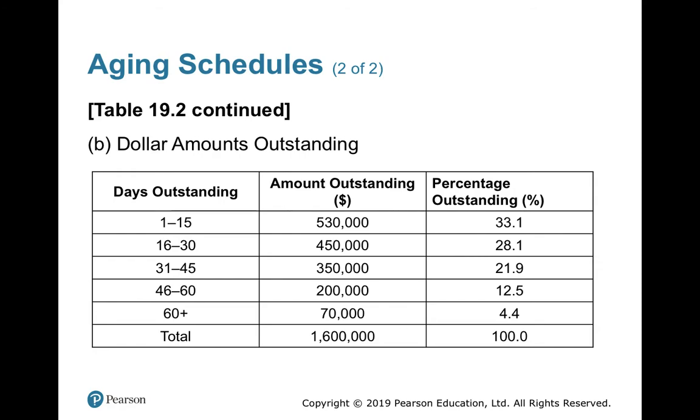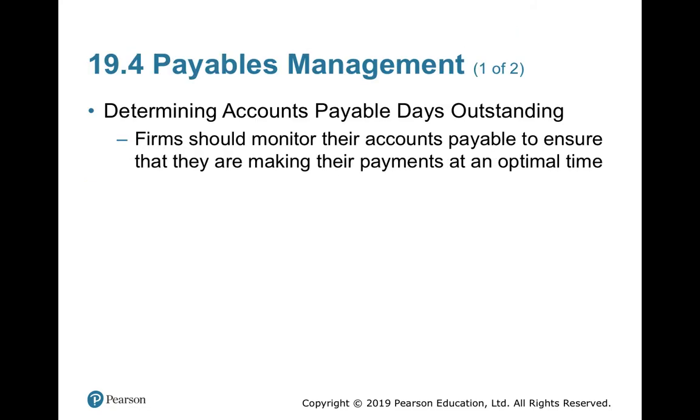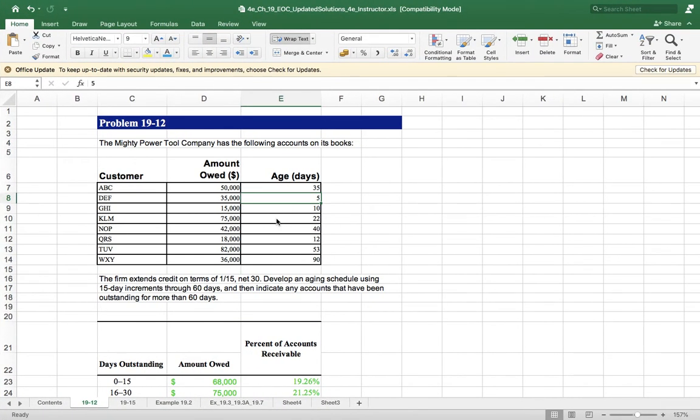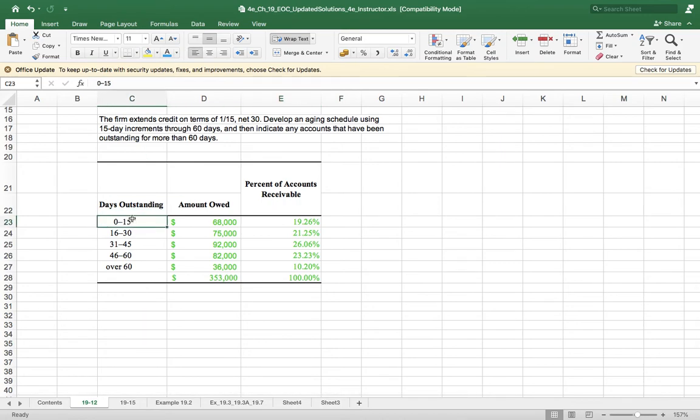The aging schedule is normally prepared in the spreadsheet very easily. How to do that? Here are the actual customers, their days outstanding. How to prepare the aging schedule? Simple. We will make a kind of slab. For example, we will make a slab of 15 days gap: 0 to 15, 16 to 30, 31 to 45, 46 to 60, over 60 days.